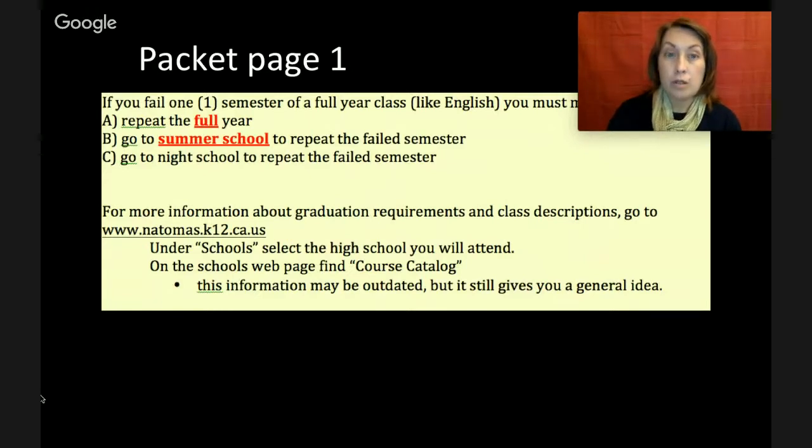Another option is to go to summer school to repeat the failed semester, or you can go to night school to repeat the failed semester. And if you want more information about graduation requirements and course offerings, you can go to your school's website and look under counselor or course catalog. Either one will work to find out more information.